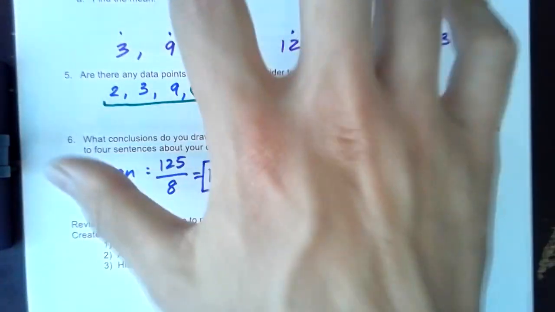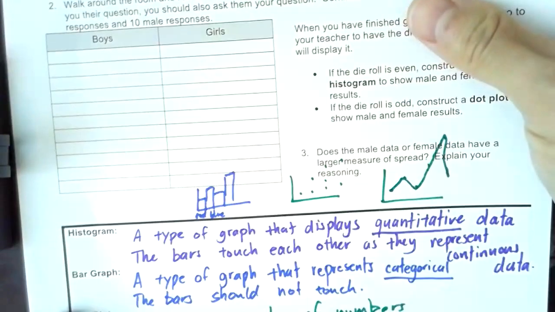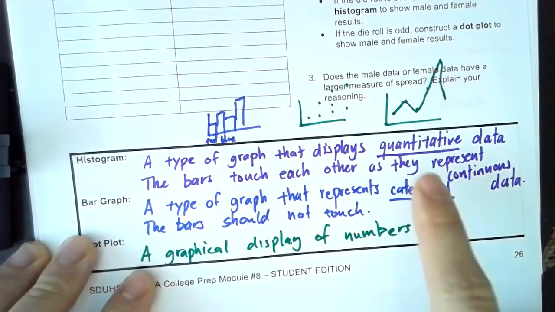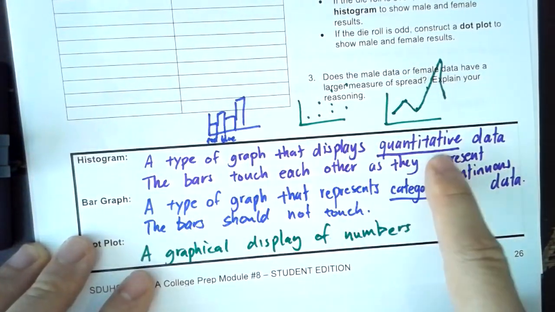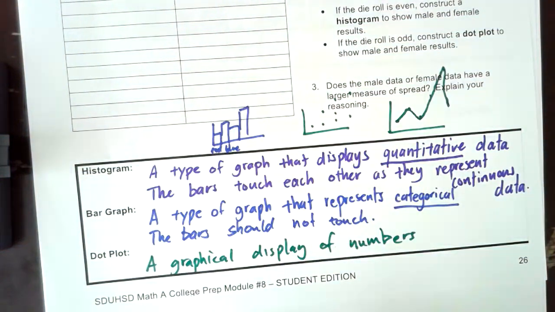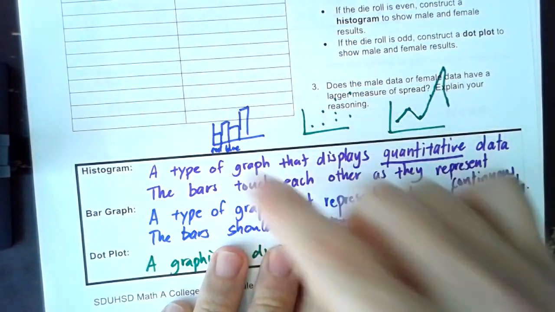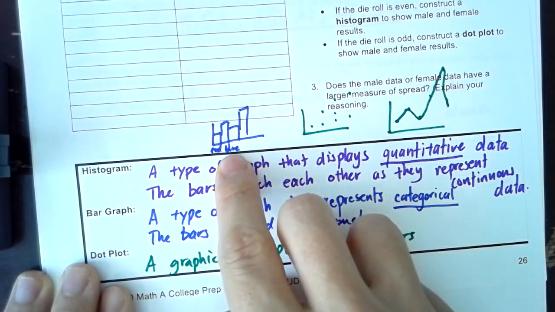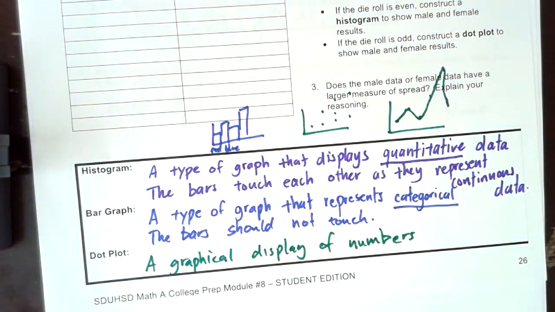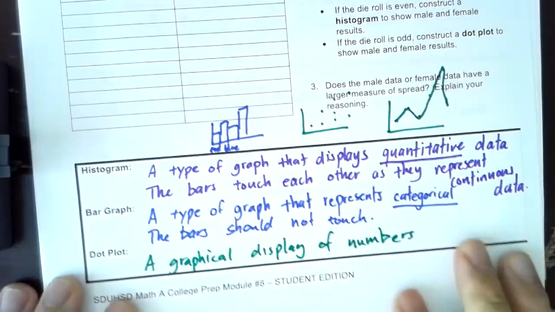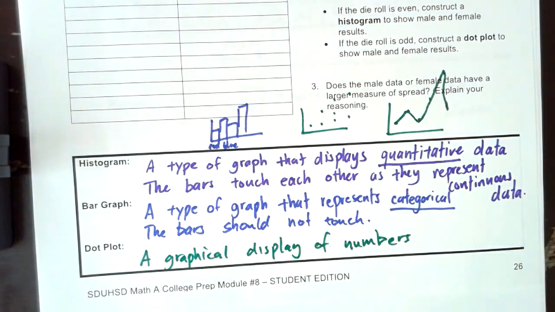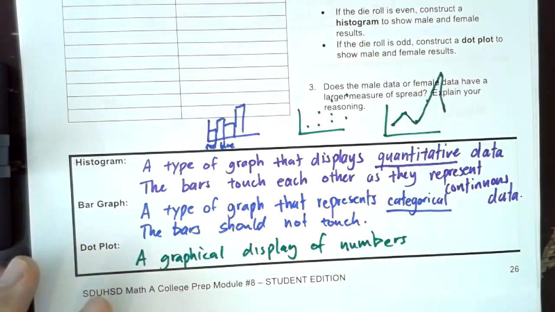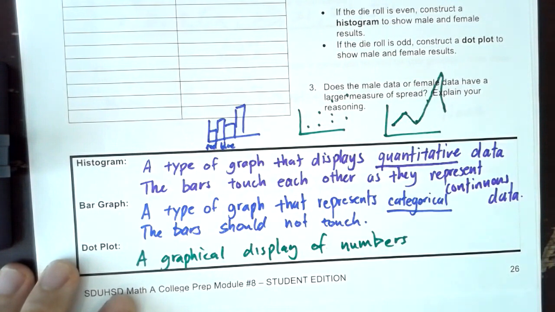Okay, study these vocab words. Remember, class, a histogram is a bar graph that displays quantitative data. So there's quantities, there's amounts on the bottom. A bar graph is similar, except it has categories on the bottom. And then a dot plot is just a regular plot that has dots regarding whatever amount they have, and they don't use bars.